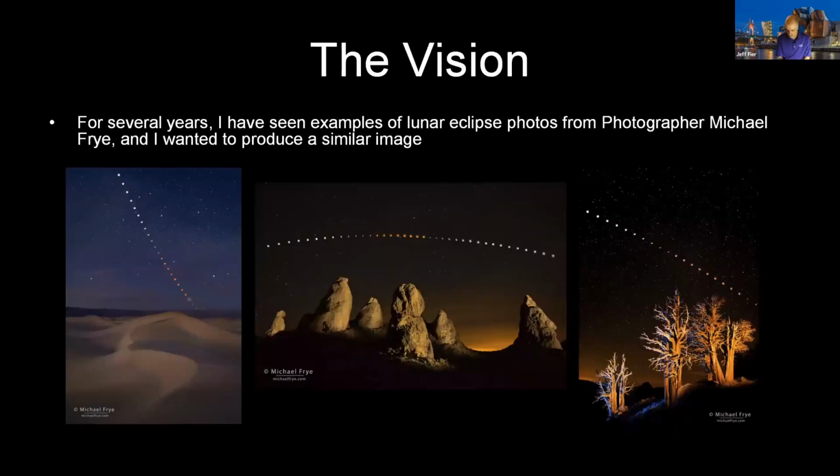And this is what I had as a vision for the kind of picture I wanted to take. There's this photographer, Michael Fry, who I get email blasts from occasionally. And every time there's a lunar eclipse, he'll send out an email telling people about it and telling you how to go about taking pictures. And he also includes some of his pictures. So this is what I had in mind: some nice foreground with the whole line of moons as it progressed from before the eclipse, through the eclipse, to after the eclipse. So that is the vision of what kind of image I wanted to create.